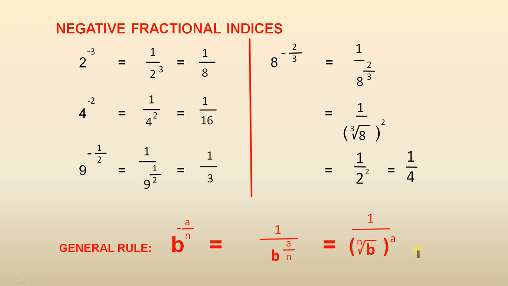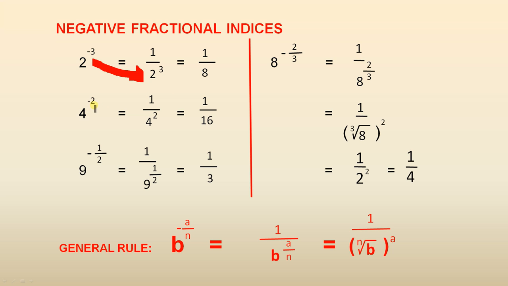Negative fractional indices. We'll just start off with these simple ones first, which are not fractions, just to illustrate what happens. 2 to the power of -3 is 1/2 cubed. When the 2 to the -3 goes to the denominator, all you do is change that sign and make it positive. So 2 to the power of -3 is 1/2 cubed. 2 cubed is 8, so the answer is 1/8.